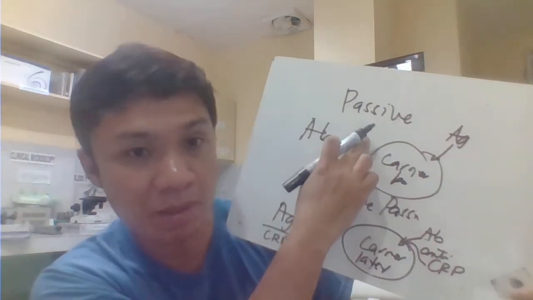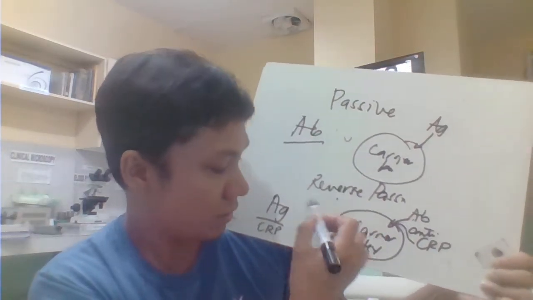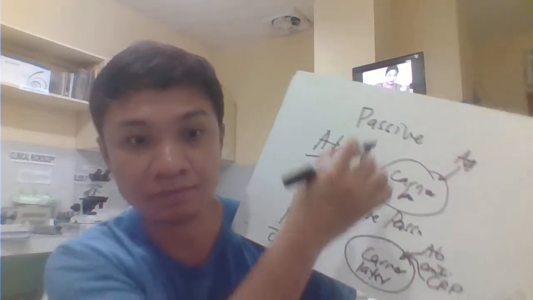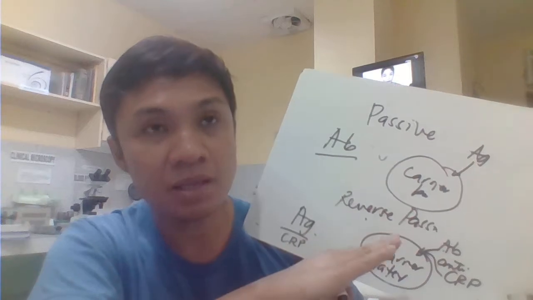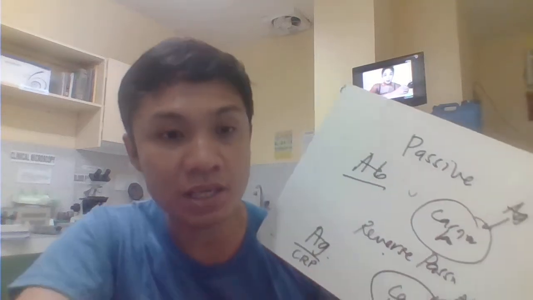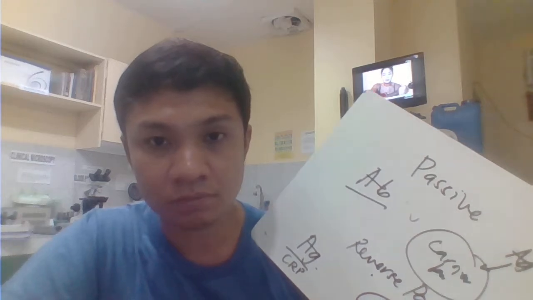So, differentiation between the passive and reverse passive. Pag passive, you are detecting for antibody. Pag reverse passive, you are detecting for antigen. But then again, you are using a carrier particle, making this one as your indirect agglutination reaction. Then we have your agglutination inhibition.